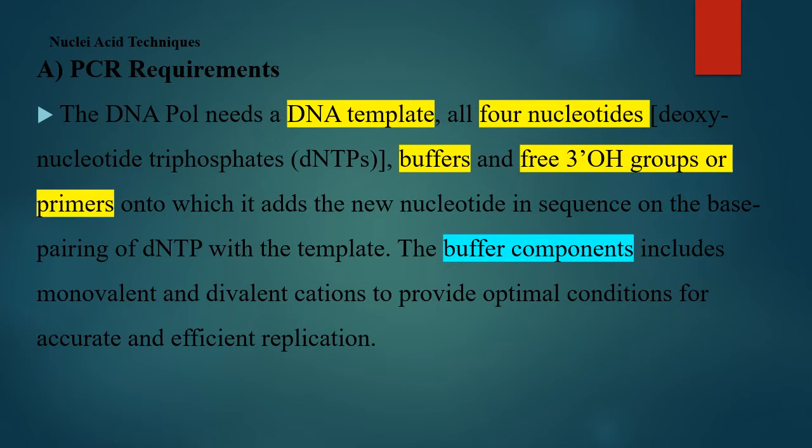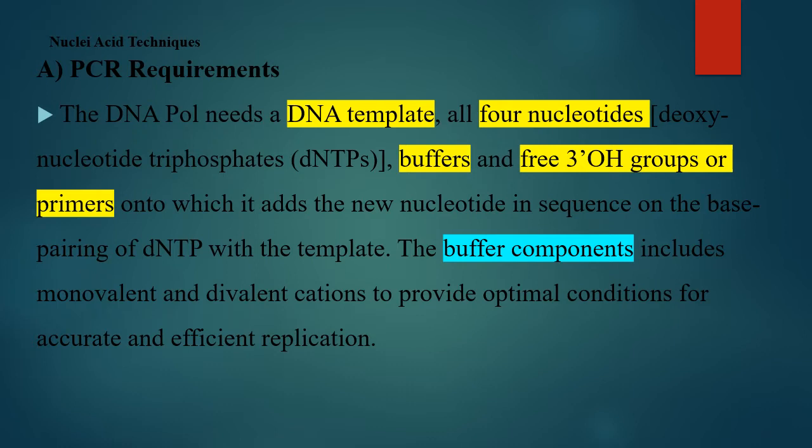Now, the DNA polymerase needs a DNA template. It also needs all 4 nucleotides because you are going to copy or replicate a particular DNA strand or section. So you need your nucleotides because it's the nucleotides that form your DNA. So all the 4 nucleotides will be relevant here. Then you will need buffers. The buffer is going to help you have the relevant environment for your reactions. Then you need primers.